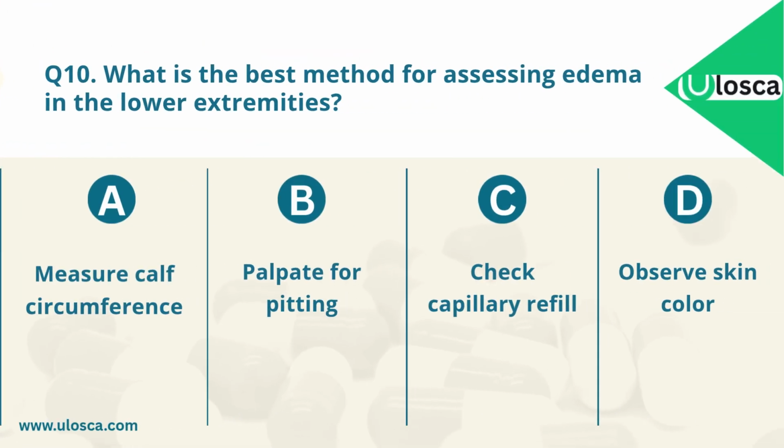Question 10. What is the best method for assessing edema in the lower extremities? A. Measure calf circumference. B. Palpate for pitting. C. Check capillary refill. D. Observe skin color. Which one is the correct answer?